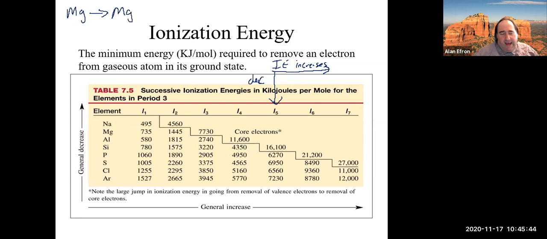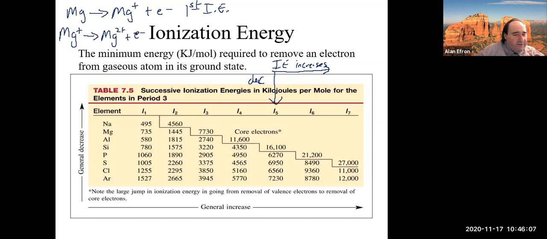the first thing that will happen is it will drop off one of those electrons. And there is a certain amount of energy that's required to do that, and that is what is sometimes referred to as the first ionization energy. Then magnesium will drop off its second electron, and there's also an energy required to do that, which is referred to as the second ionization energy.